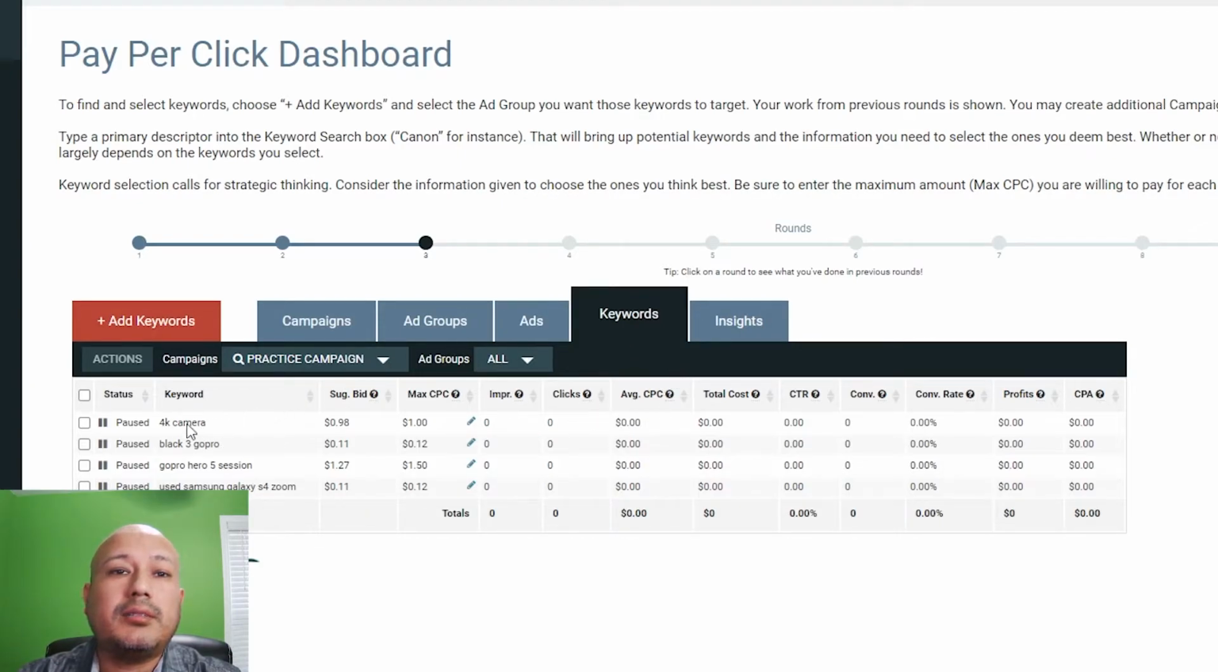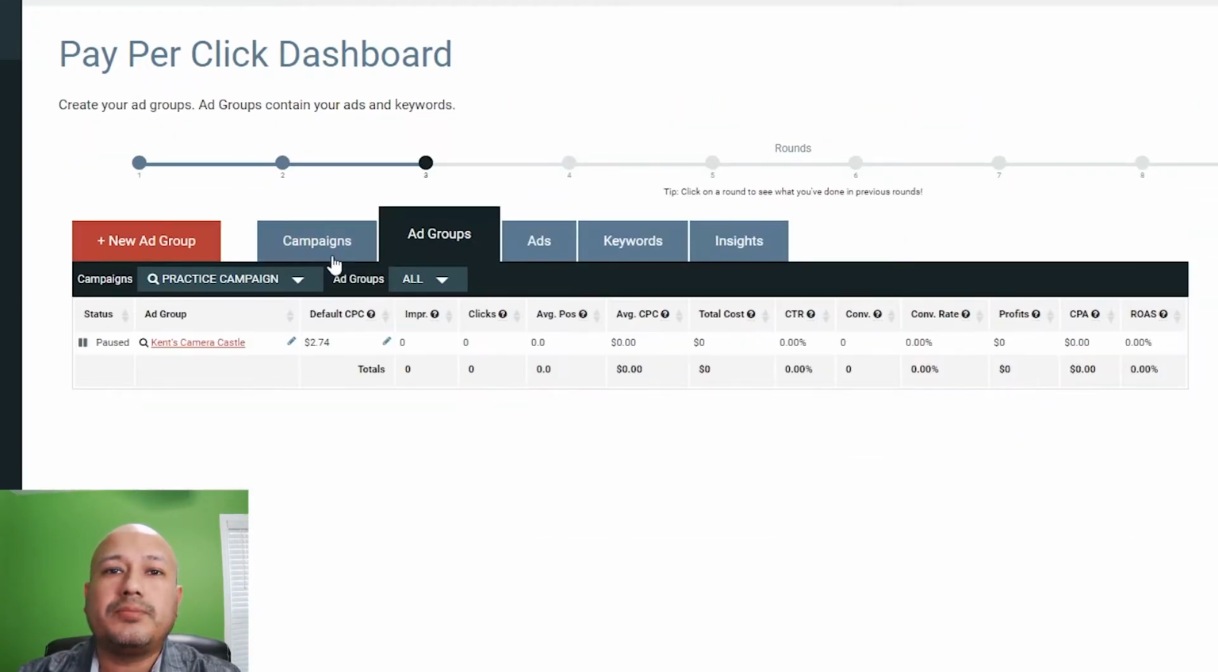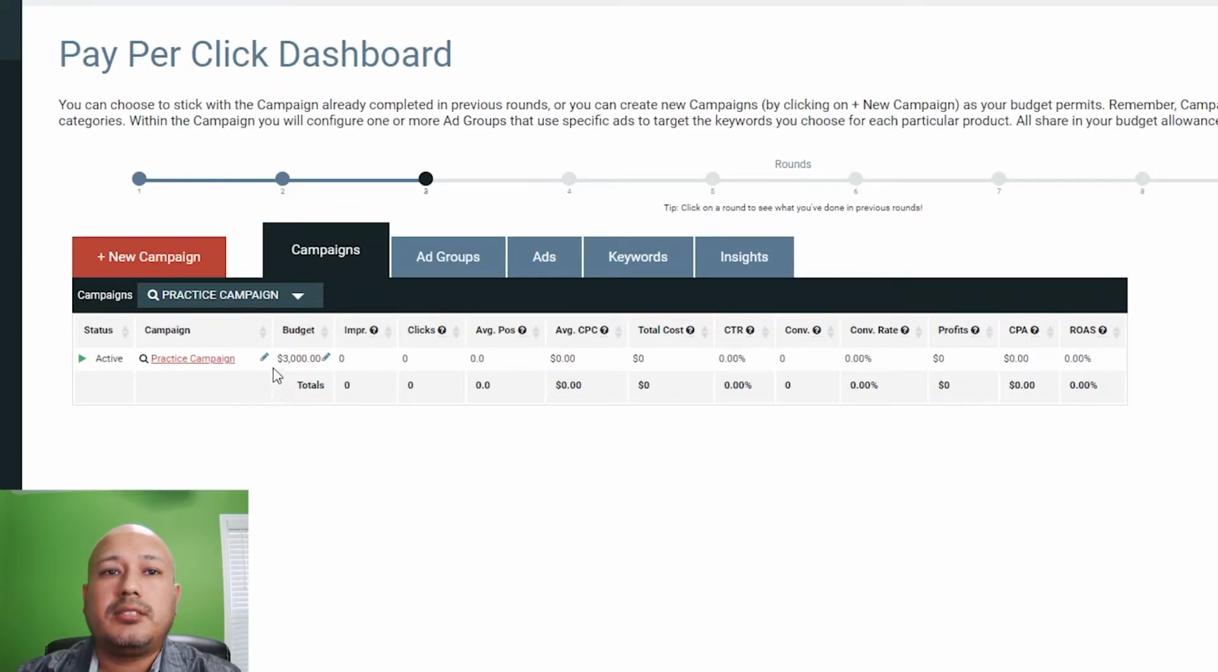So as I said, the problem with this is the keywords are not associated with the ads. There are not enough keywords here, and the ad is not about the product at all. And again, this ad is paused completely, which means it's not running at all.